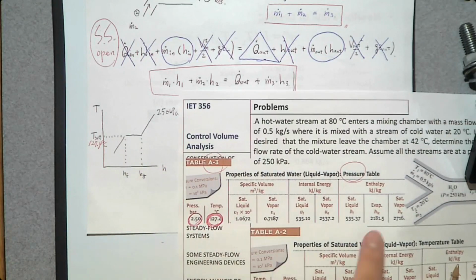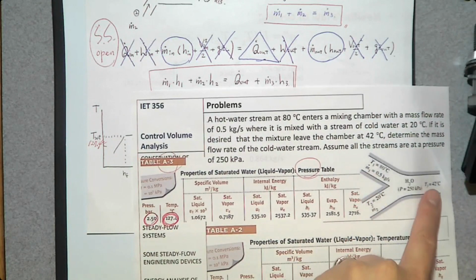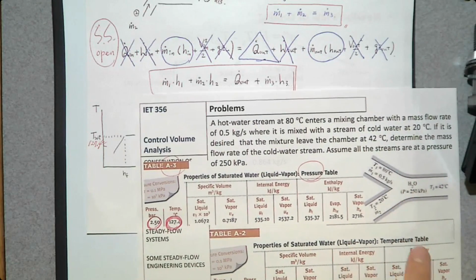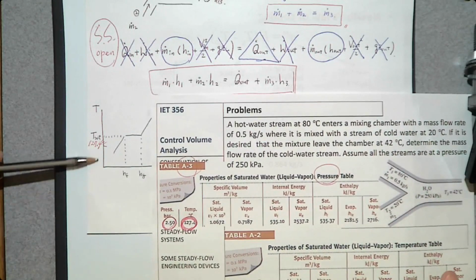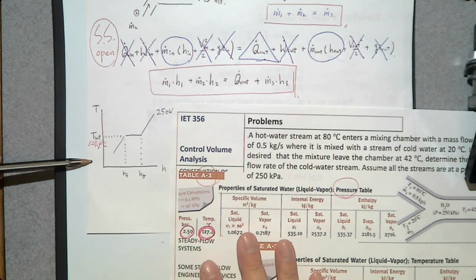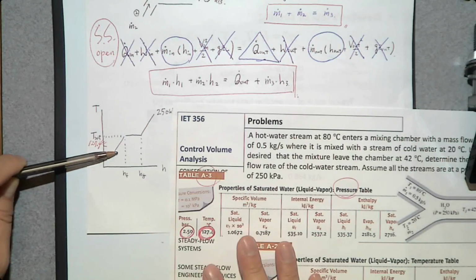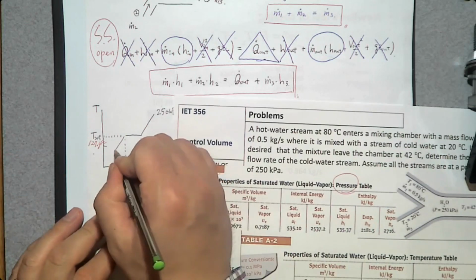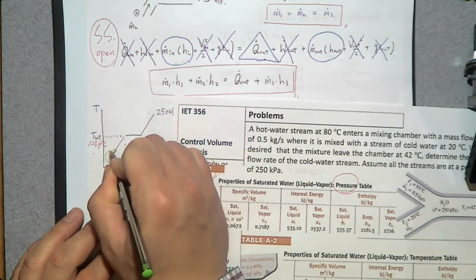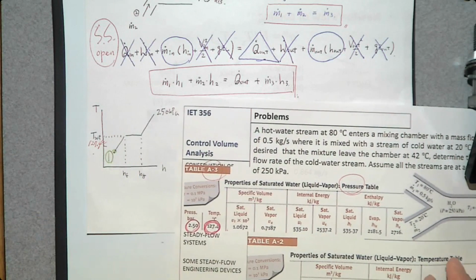Wait a minute. The inlet is 80 and another inlet is 20. The exit is 42. So let's find these 3 temperatures. Inlet is 80, still less than T sat. Another inlet is 20, still less than T sat. 42, still less than T sat. So all 3 inlets and exit are in phase change process number 1, compressed liquids. They are all compressed liquids.